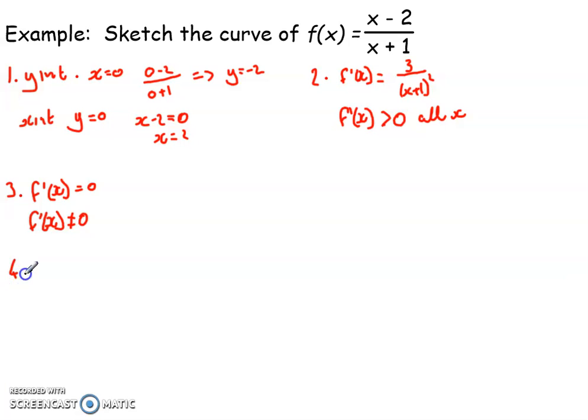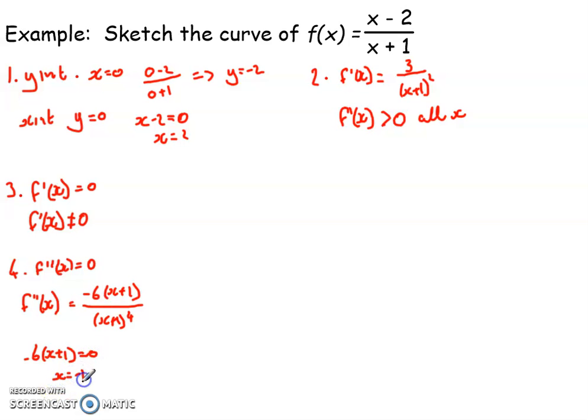The fourth thing I then have to do is look for my non-horizontal points of inflection. And we remember that in order to do that, that's with the second derivative, f double dashed of x equals 0. Well, if I take my first derivative and calculate my second derivative from that, what I end up getting is that f double dashed of x is equal to negative 6 bracket x plus 1 over x plus 1 to the power of 4. What I then want is when this is equal to 0. And for this to be equal to 0, my top line has to be equal to 0. So negative 6 bracket x plus 1 equals 0. So in this case, x is equal to negative 1.